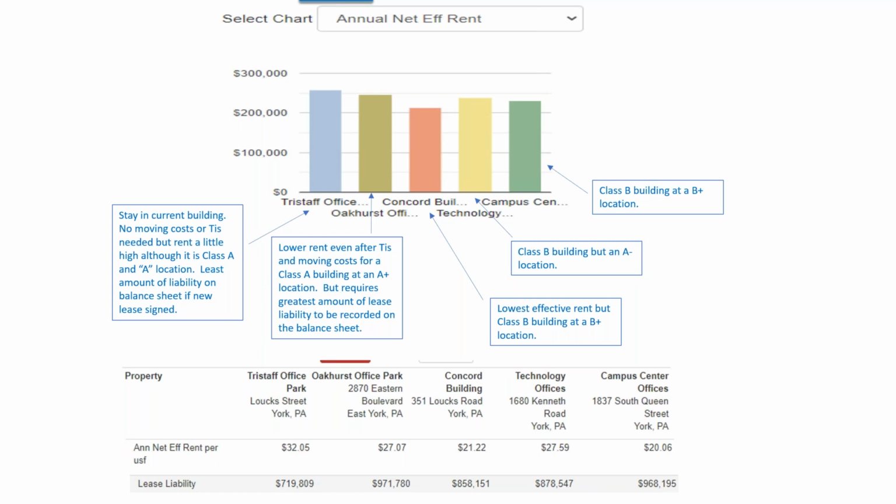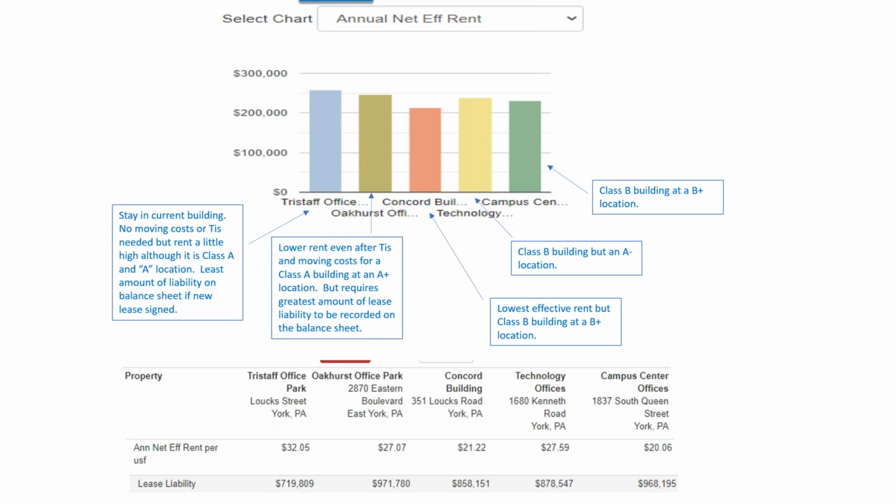Like I say, the first one, you can stay in the current building. There are no moving costs or TIs needed, although the rent is a little high. It's a Class A building at an A location. That was part of the things you could input into the program and have as part of these reports. And it has the least amount of liability on the balance sheet. This second one had a lower rent, even after considering the TIs and moving costs. Also a Class A building, and it was an A+ location. But it has more of a lease liability on the balance sheet. So if you're concerned about the lease liability, you may want to think twice about that one compared to some of the other alternatives.